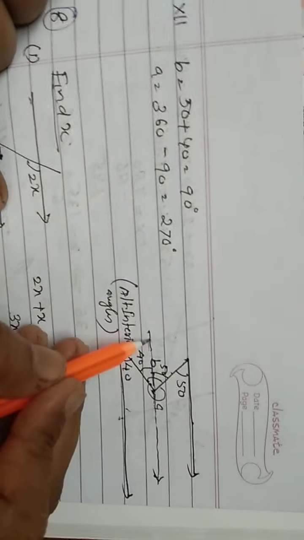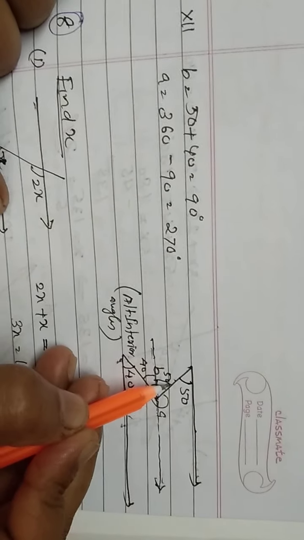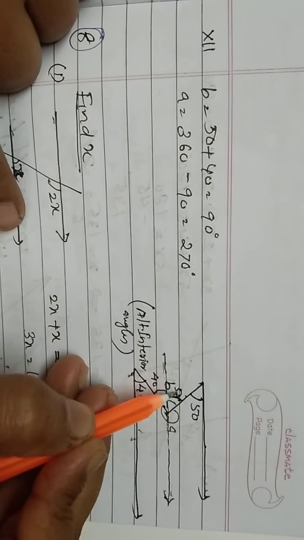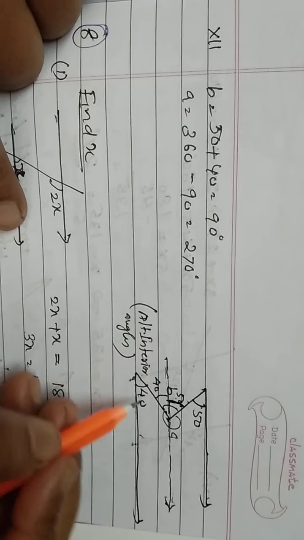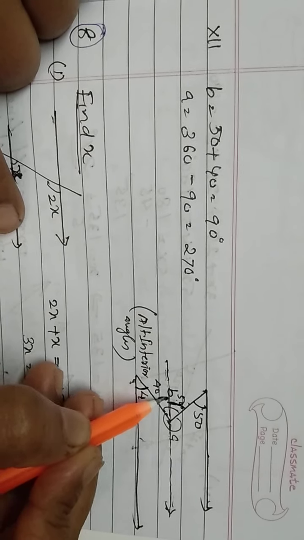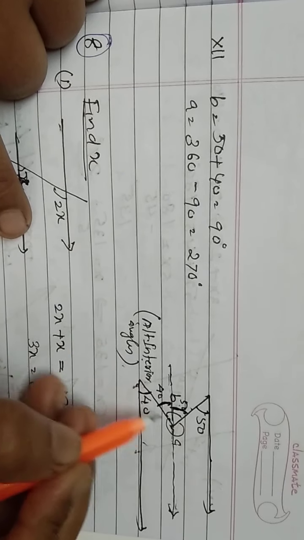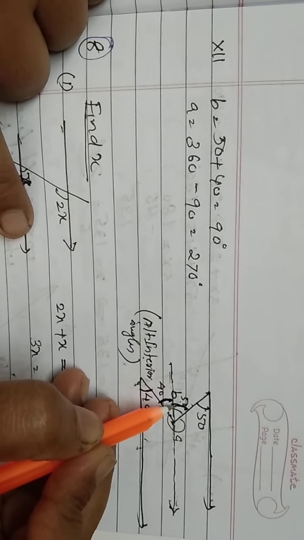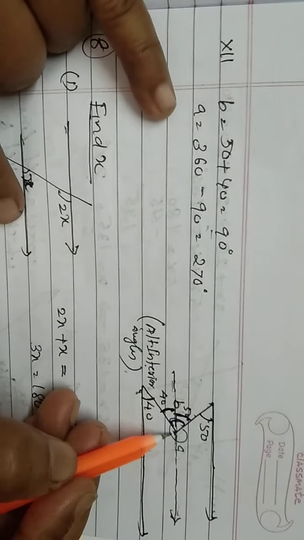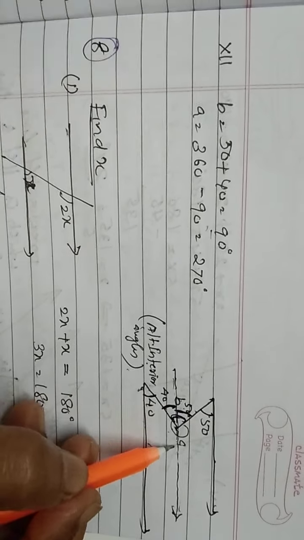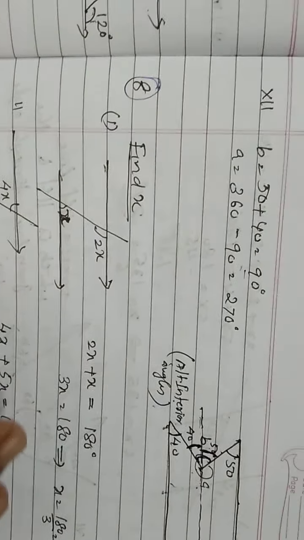So I have constructed a parallel to this parallel. Here is 50, so this angle is also 50. Why? Alternate interior angles are equal. And if here is 40, these angles are also 40, the same reason, alternate interior angles are equal. So this is 40 and this is 50. So total b equals 40 plus 50, 90. Now you can find a: 360 minus 90, 270. Okay, this is not for the exam. These two questions are only for your information.